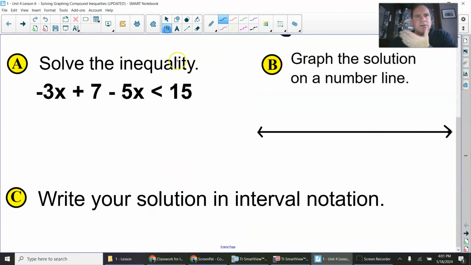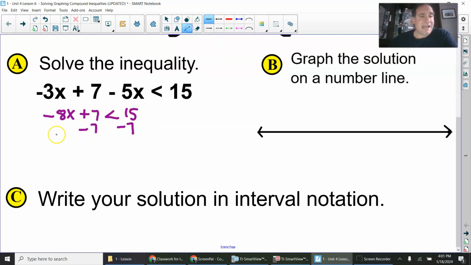One more. Another question you could see on a Regents is this one. You have negative 3x and you have negative 5x together. You're combining those terms. You get negative 8x plus 7 is less than 15. You know at this point that you are going to divide by a negative.